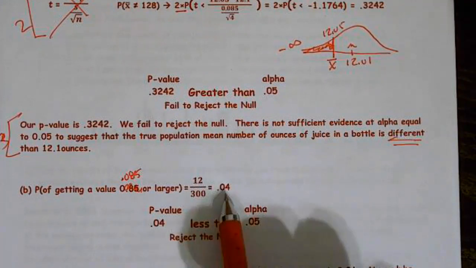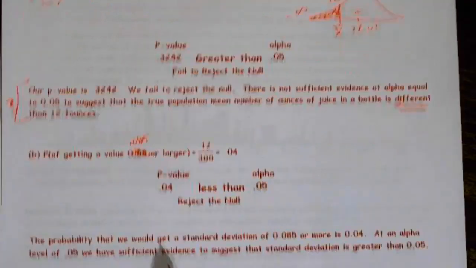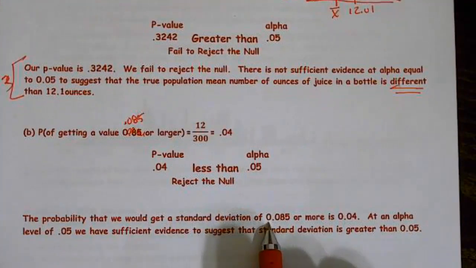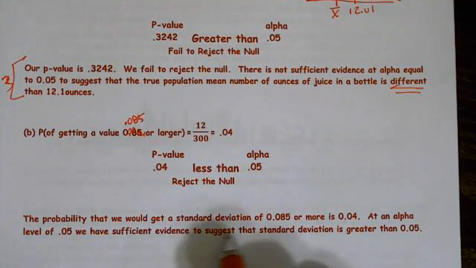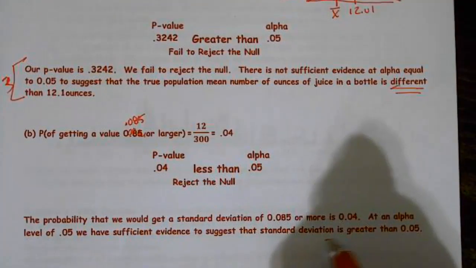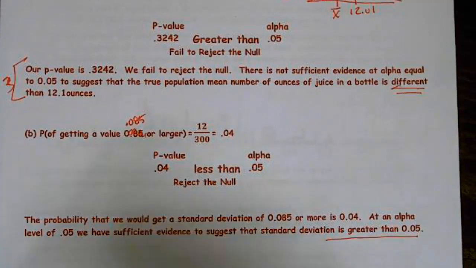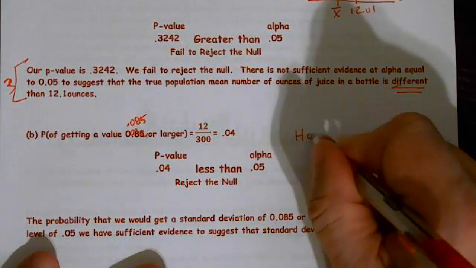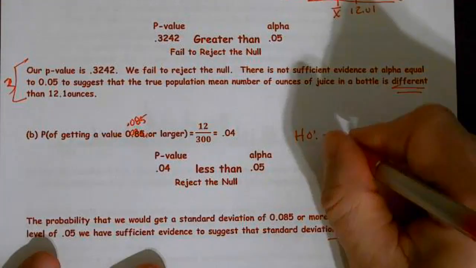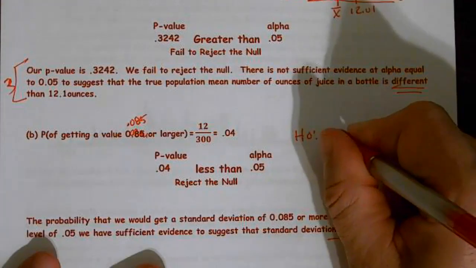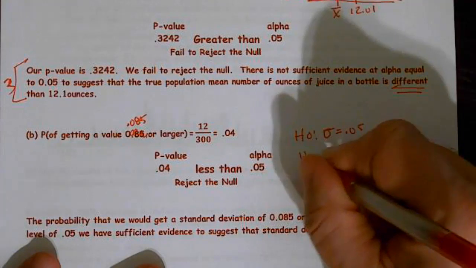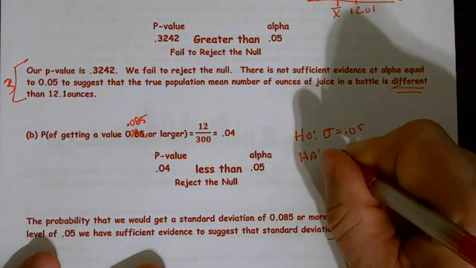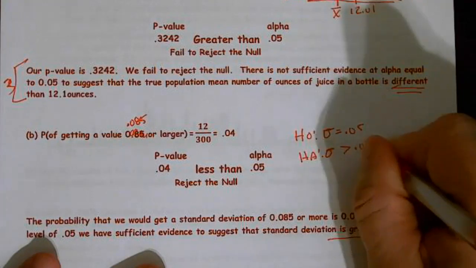So our p-value is 0.04. That's less than 0.05. We reject the null. So the probability we get a standard deviation of 0.085 or more is 0.04. At an alpha level of 0.05, we have sufficient evidence to suggest the standard deviation is greater than 0.05. Because essentially, even though we've never done one like this, because it's not part of the AP curriculum, our claim is that the standard deviation equals 0.05, and Ha is we're concerned if the standard deviation is greater than 0.05.